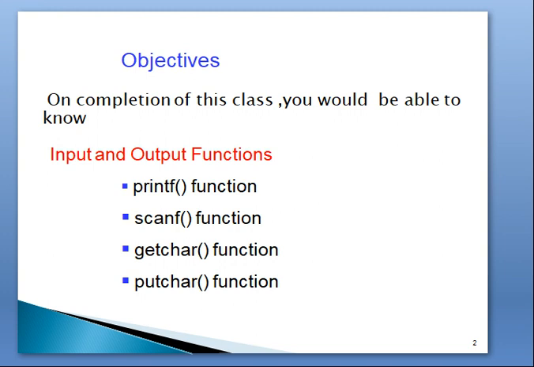In C programming language, we have the following input and output functions. The input functions are scanf, getchar, gets, and the output functions are printf, putchar, puts. Now we will discuss these functions.